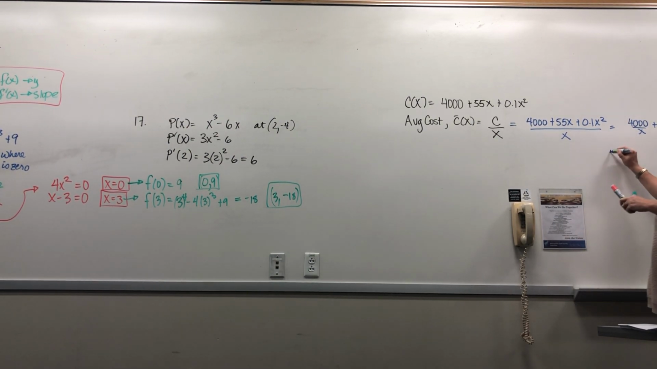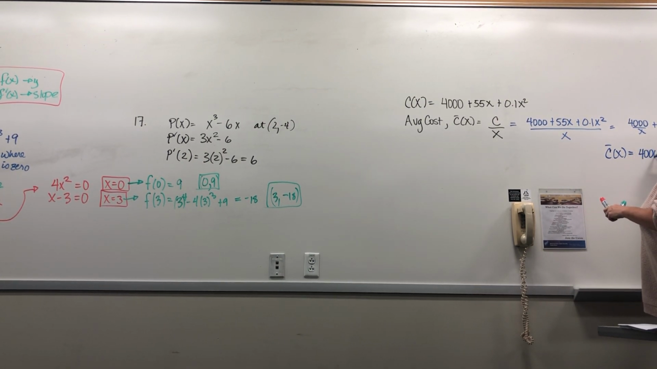Yeah. So my average cost function is 4,000 x to the negative 1. I'm going to go ahead and make it pretty, guys, because we know we're going to be taking derivatives. 55x over x becomes 55. 0.1x squared divided by x becomes 0.1x. So now I have my average cost function, which is not the derivative of cost. It's not the same thing, guys.